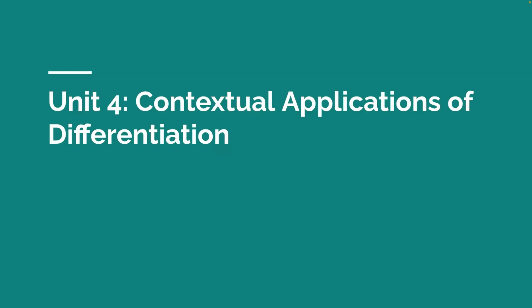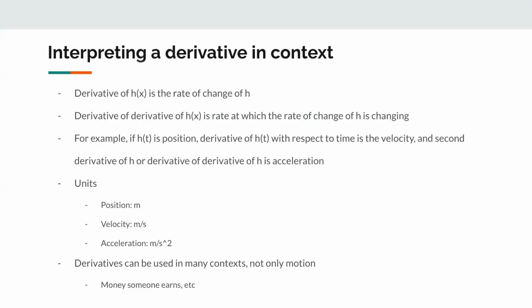Okay, unit 4, contextual applications of differentiation. So how do we interpret a derivative in context? The derivative of h of x is the rate of change of h. The second derivative of h of x is the rate at which the rate of change of h is changing. So derivatives are just the rate of change. The second derivative will be the rate at which the first derivative is changing. And here's an example. If h of t is position, the derivative of h of t with respect to time is velocity, and the second derivative will be acceleration.